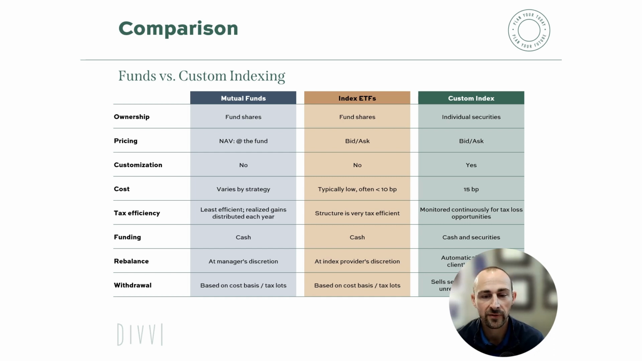And then finally, what about withdrawals? So with mutual funds, those are generally going to be based on cost basis and tax lots. Same with ETFs. And with custom indexes, you can pinpoint individual securities that you would like to sell. And there's opportunities there to potentially sell securities that might be positioned better from a tax perspective. So perhaps don't have big gains, or maybe you've already realized enough losses this year and you want to realize some gains. You have the ability to do that without impacting your tax situation. You just have some flexibility and choice in that regard.